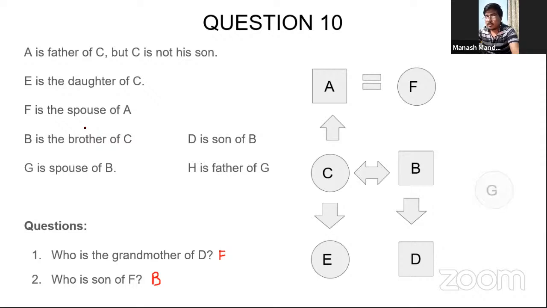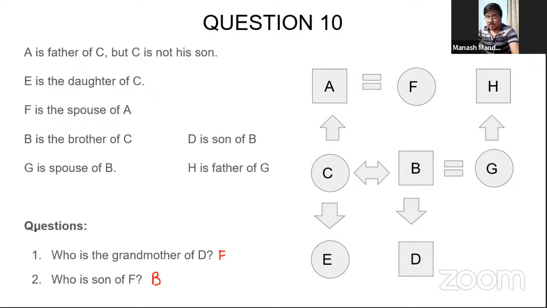Okay, G is the spouse of B. So H is the father of G. So H is the father of G. Okay, so H will be above this. Okay, so this is the family tree.